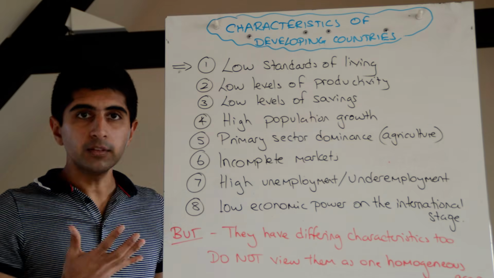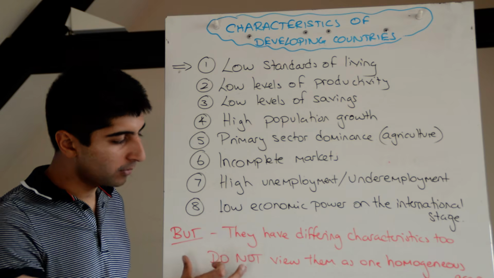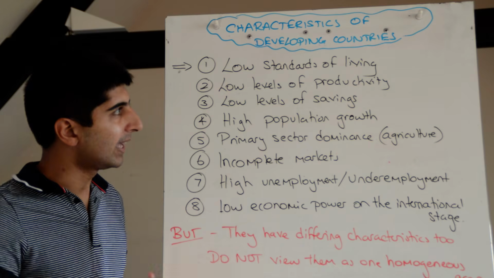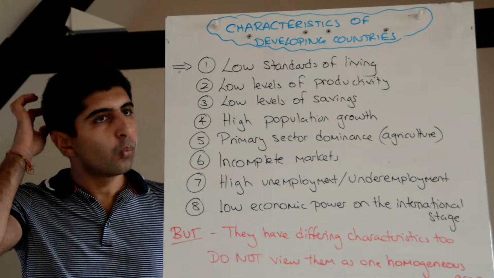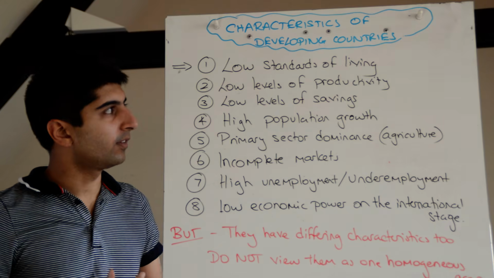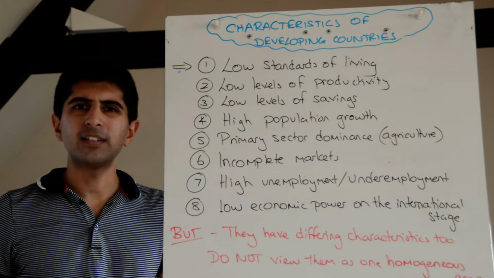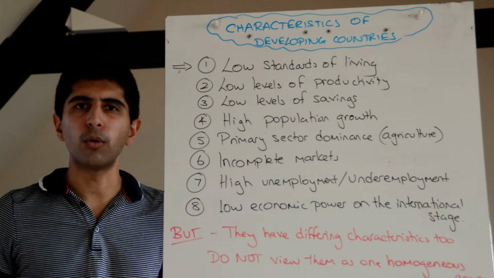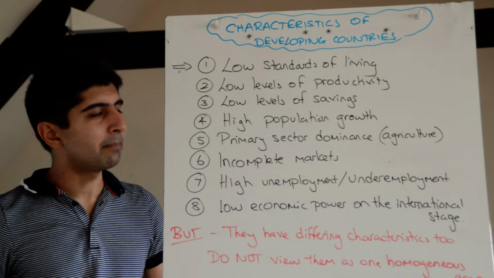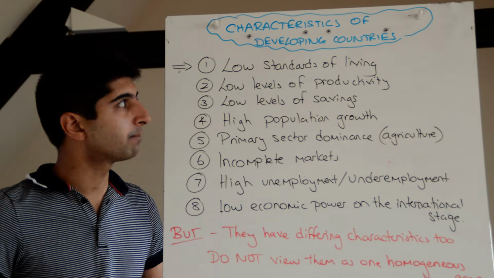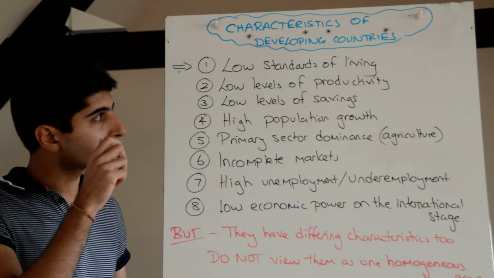These are the big ones, the main 8, and we're going to come to this main conclusion at the end of the video. So, one dominant feature of developing countries is that there tend to be very low standards of living. That manifests in low incomes, poor job creation, and quite high levels of poverty. So low standards of living.